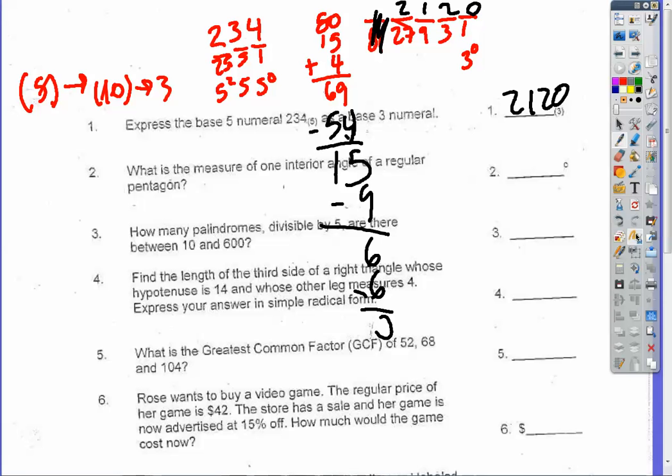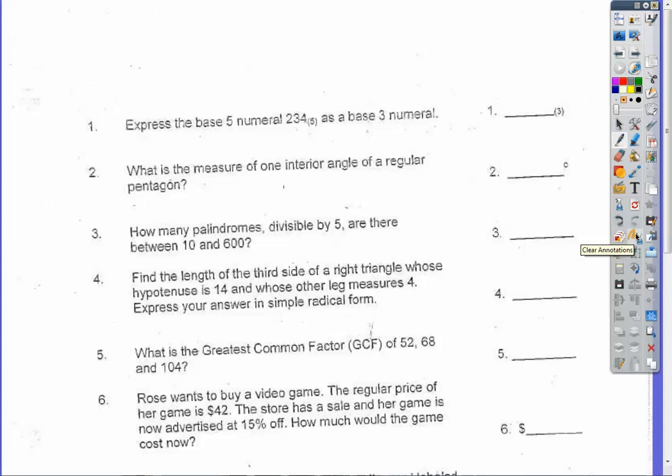Number 3. What is the measure of one interior angle of a regular pentagon? All right. This is a tough question, so we have to know a couple things. First, we know the total measure of the interior angles, right? So we know that it goes 180, 360, then you add another 180 for the pentagon, so that is going to be 540, right? So then 540 divided by 5, because it's a pentagon.